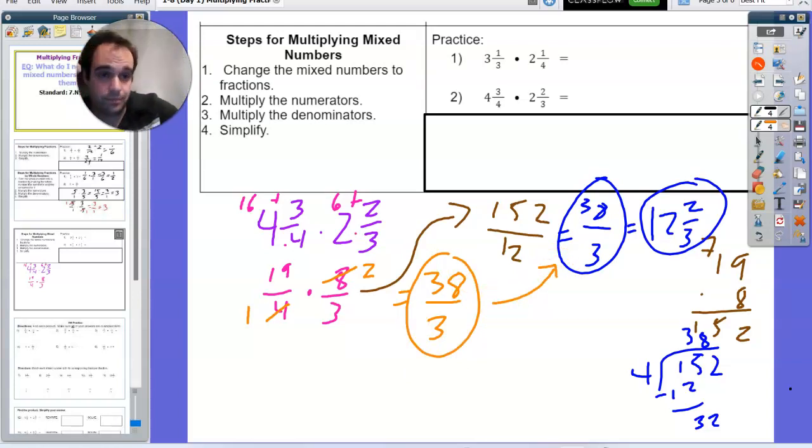So, summary. Multiply across. If they're mixed numbers, turn them into improper fractions before you multiply across. When you're going to multiply, you can do a little cross-cancel simplification action to get a smaller number. It might be a good idea.